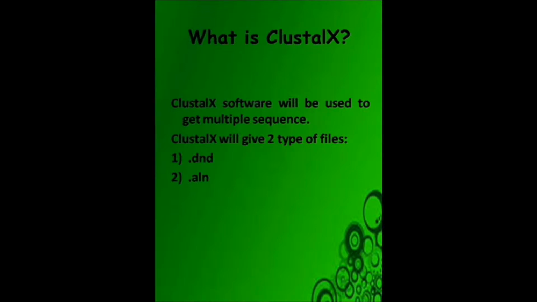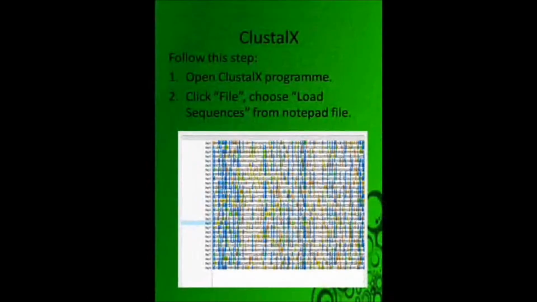Now, let's continue with how to use Cluster X and Mega. Cluster X software will be used to get multiple sequence, and Cluster X will give two types of files, which are .dnd and .aln. To use Cluster X program, please follow the steps. First, open Cluster X program and click File. Then choose Load Sequences from Notepad file. This is the example of result for multiple sequence by using Cluster X.